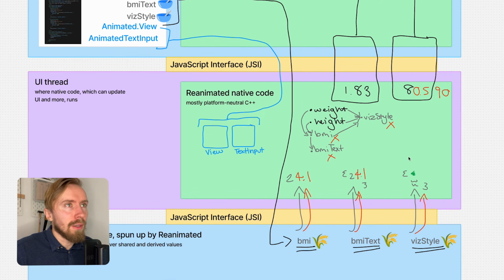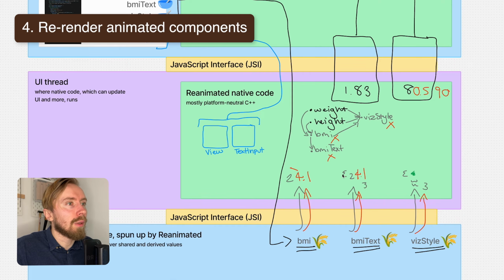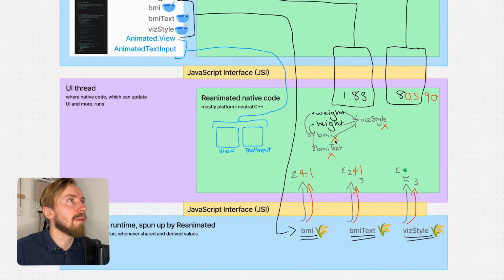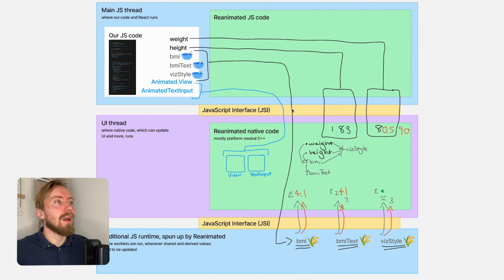This is just one frame in our animation, but without a round trip to the JS thread, we can apply the BMI text again to the text input, and we apply our animated styles to our animated view. Again, crucially, without a round trip to the main JS thread. So that's our first frame. We're just going to very quickly go through the second frame and then skip to the end of the animation just to nail down exactly what's going on, reinforce what's happening at each stage.